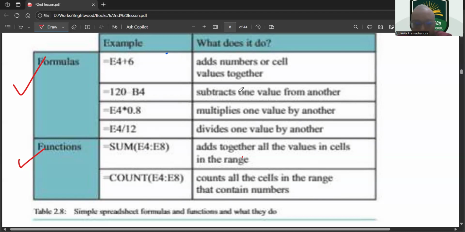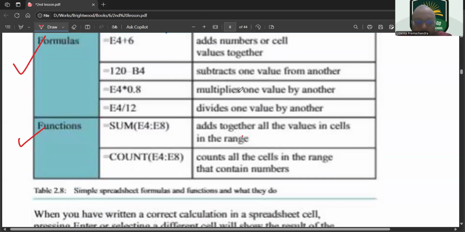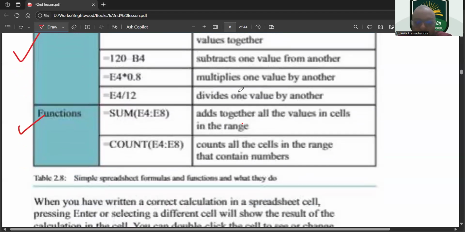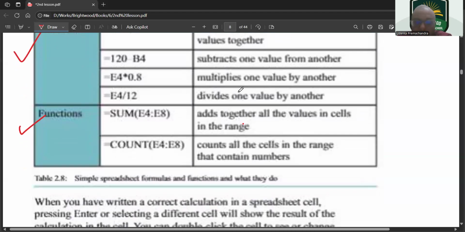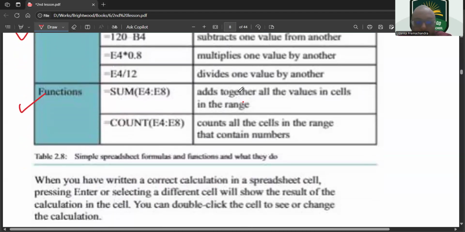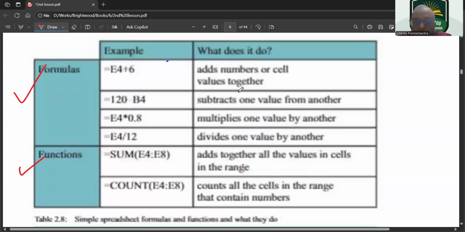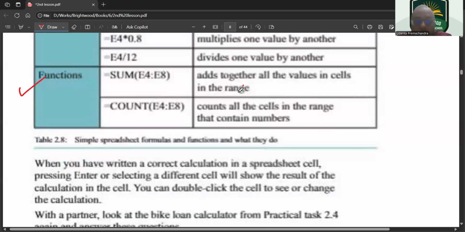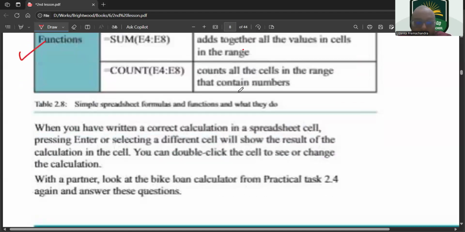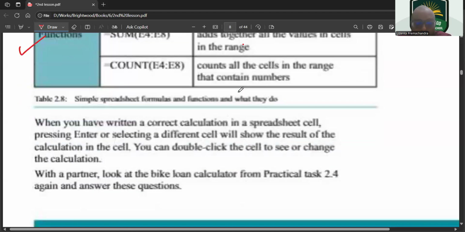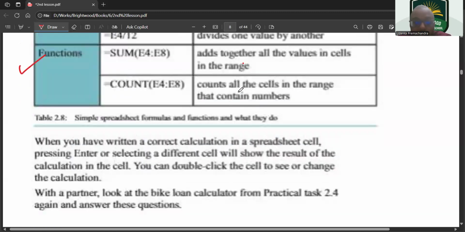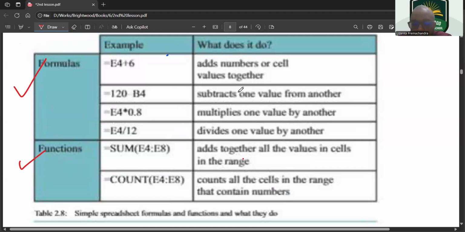When we move forward, when you are writing a correct calculation in the spreadsheet cell, you have to press enter after selecting it. The cell will then show the result of the calculation. You can double click the cell to see the calculation. With a partner, look at the bike loan calculation from practical 2.4. You can do it later in that practical session. So I will move forward.